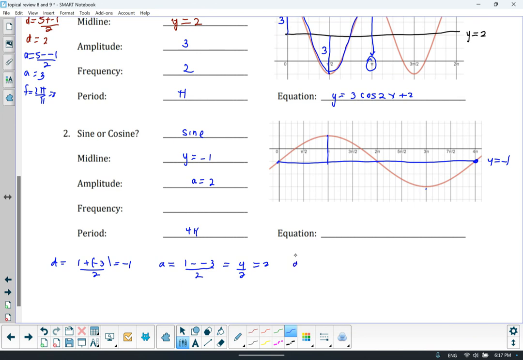Therefore, my frequency is 2 pi over 4 pi, which reduces to 1/2. So we see a half a curve in 2 pi, or a complete one in 4 pi. And so now we write the whole equation. So y equals, remember the y equals, otherwise you will not receive credit. Sine, its frequency is 1/2. Don't forget the angle, either an x or a theta. And then it's minus 1. There's our vertical shift.